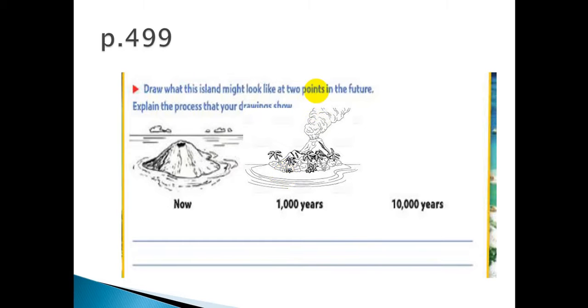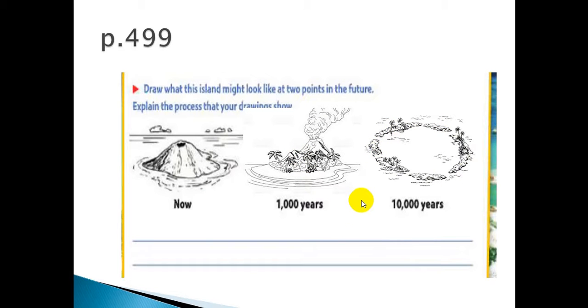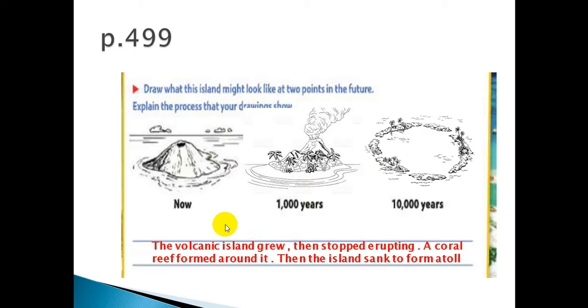After this, what will happen? The island itself will sink and leave the corals ring around it. So let's see how we will write this. First the volcanic island grew bigger, then stopped erupting. The volcano stopped erupting, so the island will not grow anymore. A coral reef formed around it. The coral forms around the island. Then the island sank to form an atoll, as we see here.